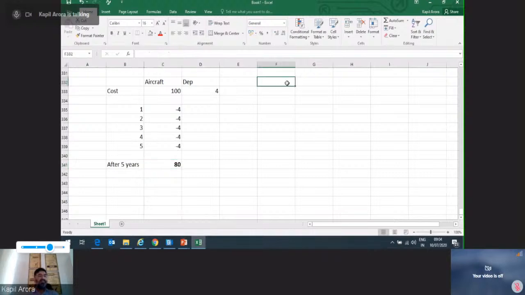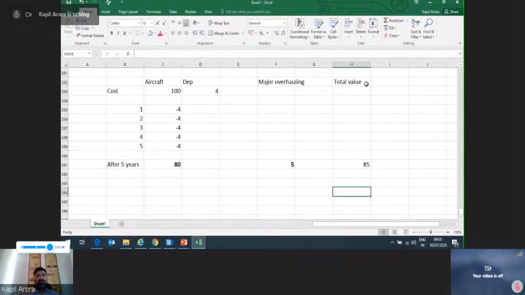Now, on or after the 5th year, I have done major overhauling, which I cannot expense off. If I cannot expense it off, this has to be added, and the value is 5 crores. What would be the total value now? Total value of this asset now would be 85 crores.